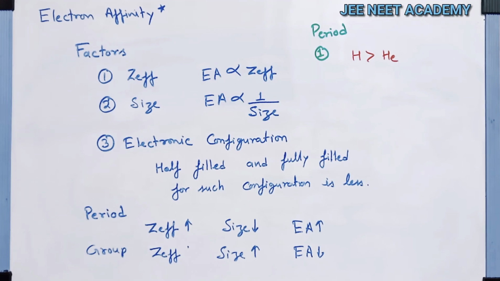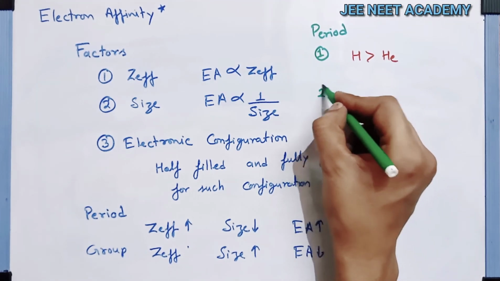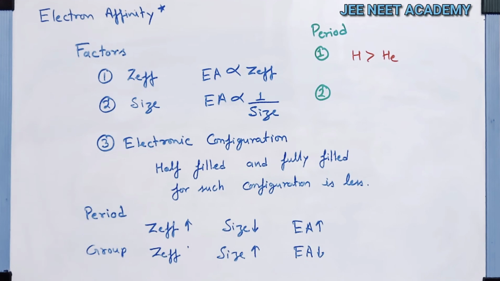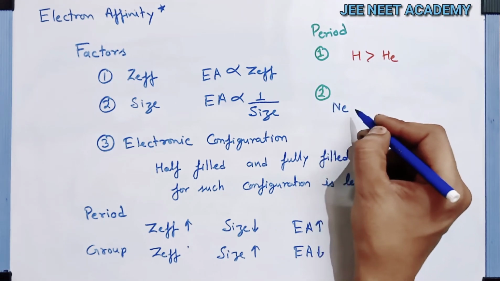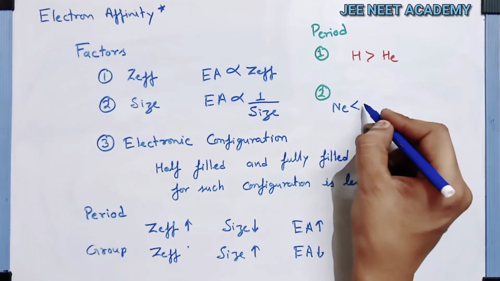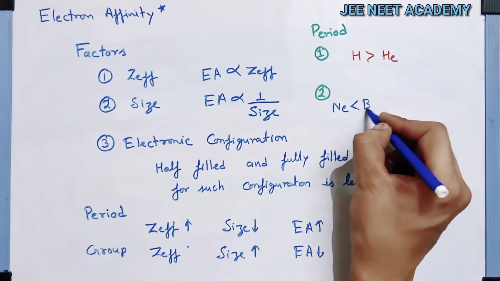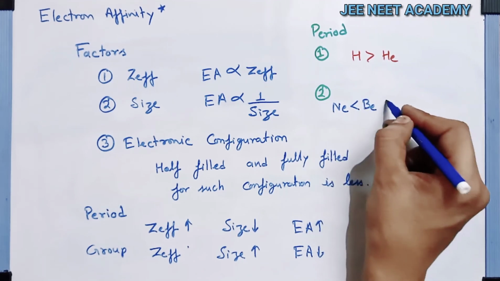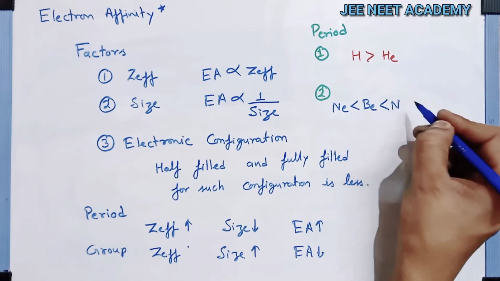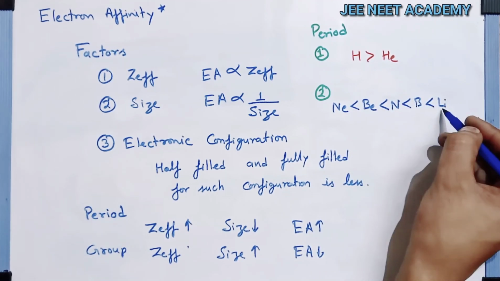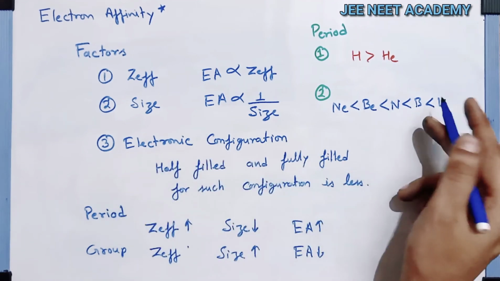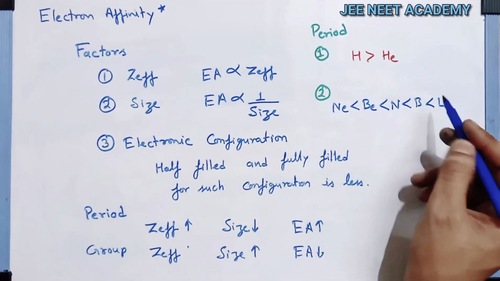In the second period, the inert gas will have the least. Neon is the second period's inert gas. Then fully filled beryllium, then half filled nitrogen, and then lithium. Lithium is the left element in the period and boron is the right element.